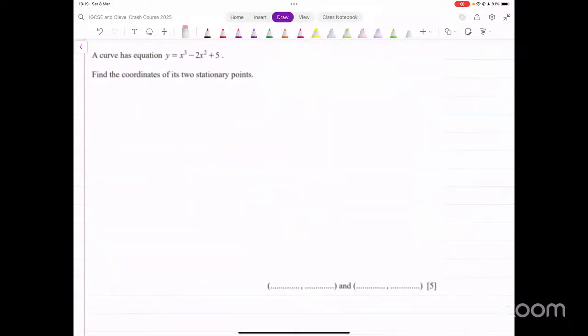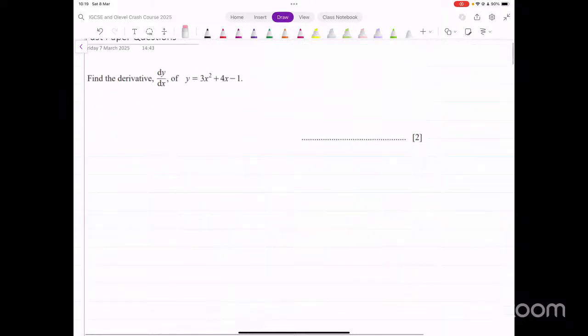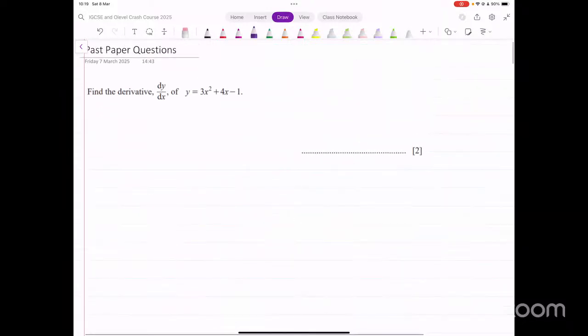All right. Now let's get started with some questions. This is a fairly straightforward one. You have this function 3x squared plus 4x minus 1. You have to find the derivative of this, dy over dx. What would that be? Multiply by 2. So 3 into 2, that becomes 6.